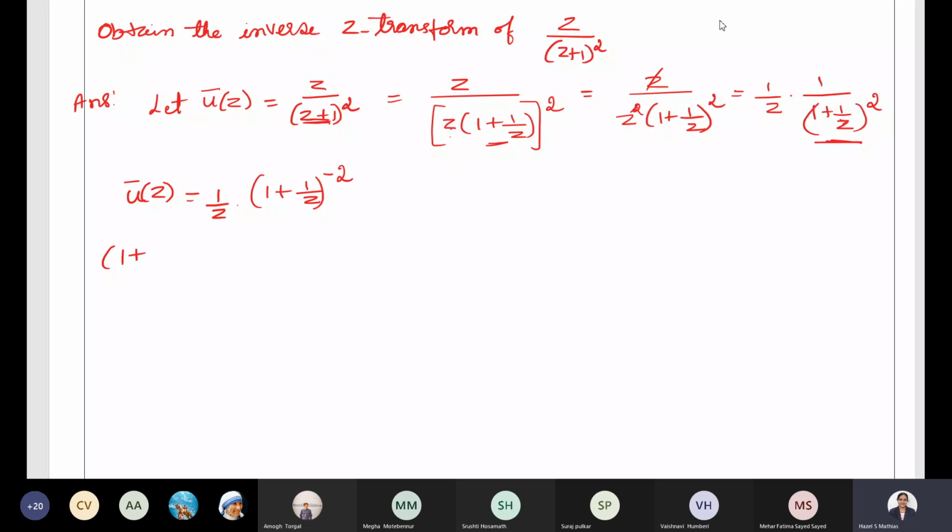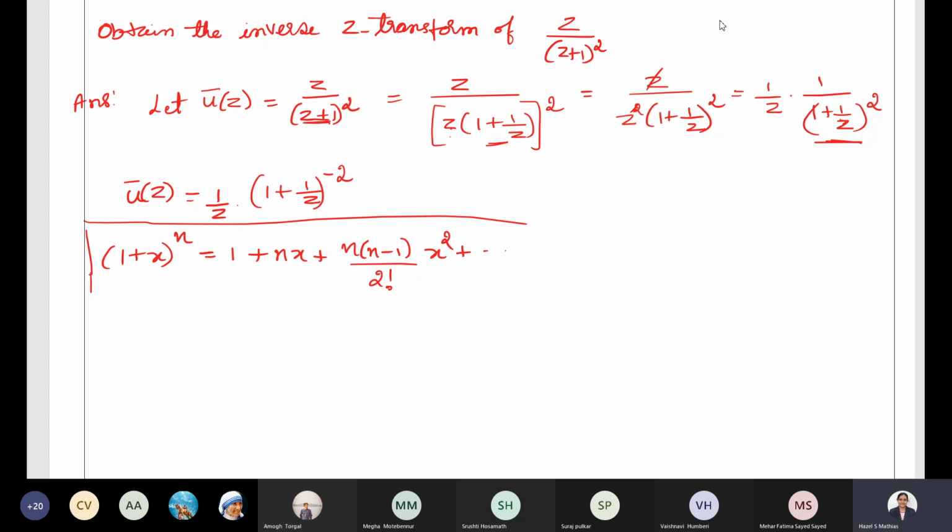Okay. Now you use this expansion, 1 plus x power n. This can be done using binomial expansion as well as Taylor series. Here you have to use the binomial expansion, but it is easy to remember. The expansion of this is 1 plus nx plus n into n minus 1 divided by 2 factorial into x square plus etc. It continues. This is one more expansion which you need to remember. Apply that to this term where what is n? Minus 2, ma'am. What is x? 1 by z, ma'am. Yes.